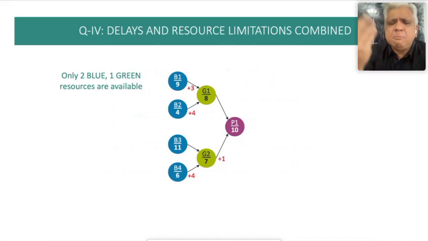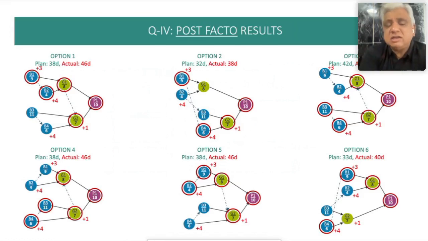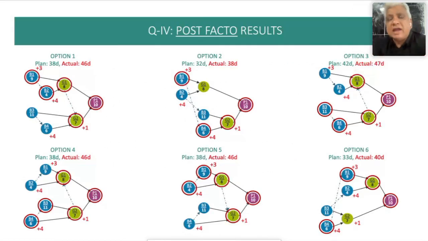Right? And let's see what happens when the delays and resource limitations are combined, which is our real world scenario of quadrant 4. So in this case, where are the coordination losses? All over the place, right? And these are the results after the fact. So when we do a post facto analysis of the project, this is what the answer comes out to, right? Again, I want to emphasize the word post facto in the sense that looking forward, I cannot predict how much the delay would be.